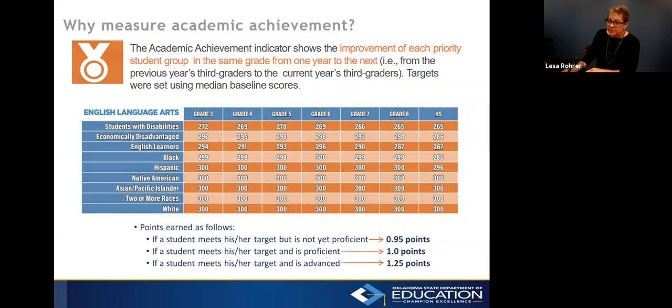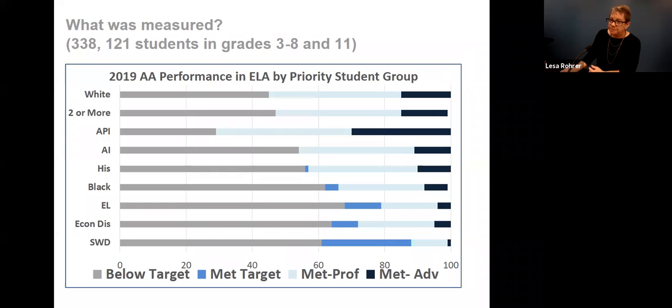Points are earned if a student meets their target but are not yet proficient, if a student meets their target and is proficient, and if a student meets their target and is advanced. So you have a range of points from 0 for not meeting your target to 0.95 to 1.25. Let's see what that looks like on the dashboard. When we looked at the dashboard, this is the graph that you see. So what are we measuring? Within this indicator, there are 338,000 students and 121 students, and they are spread across grades 3 through 8 and 11.